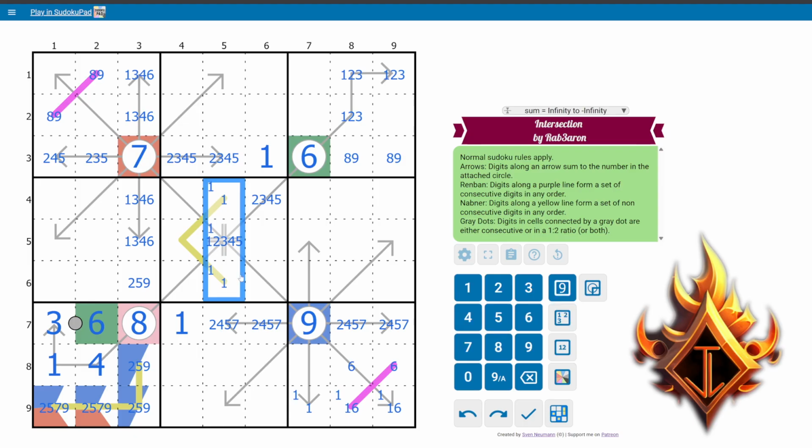One is on there, that column. Can that still be 1? I don't see why not. 6, 8, 5, 7. It would be a nice number for a Nabner as well. These are 4, 7, 5. Seems okay.